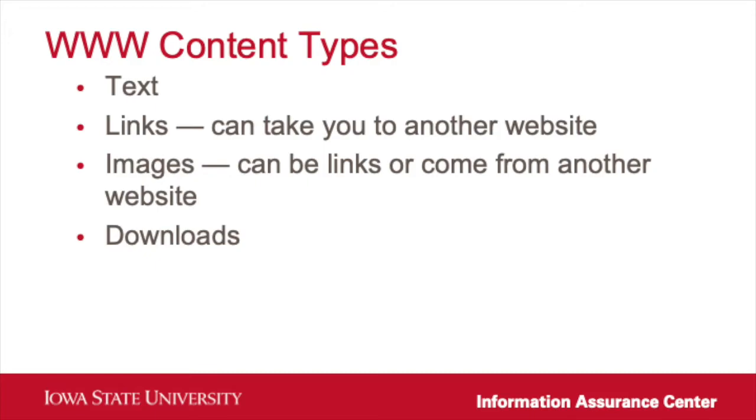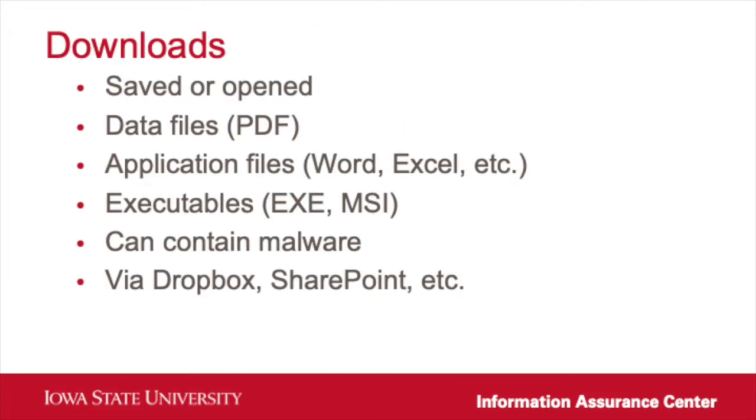The other type of content we find on the web are downloads, things that get downloaded to your browser. I want to focus a little bit on these downloads because they themselves present different types of threats. First of all, these downloads may be saved. You'll often see a little pop-up that says, what do you want to do with this download? Sometimes you can open them directly, or you can save them, or you can do both. When you open them, they actually do get saved.